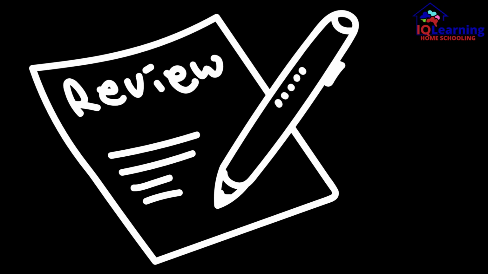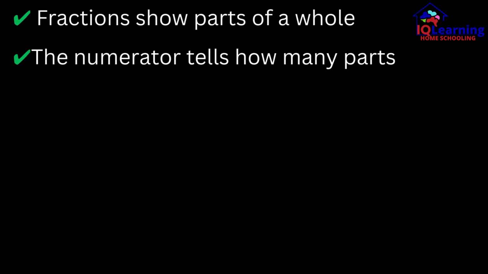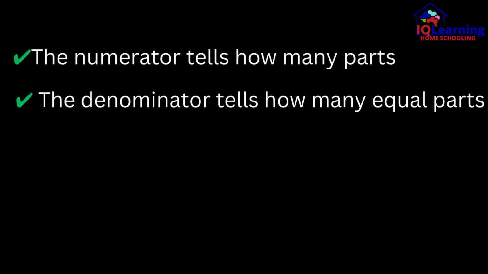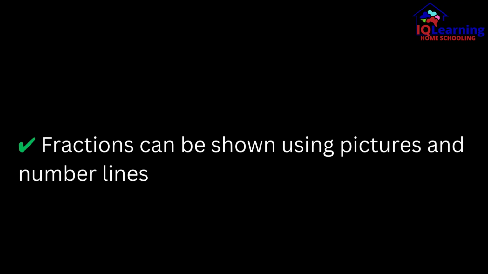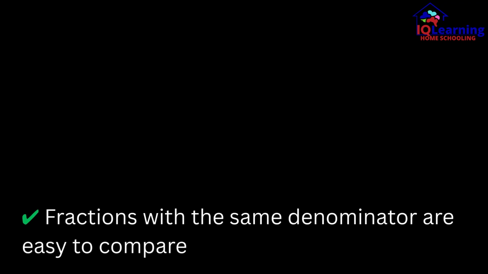Let's review what we learned today. Fractions show parts of a whole. The numerator tells how many parts. The denominator tells how many equal parts. Fractions can be shown using pictures and number lines. Fractions with the same denominator are easy to compare.